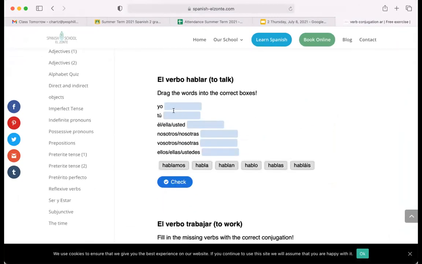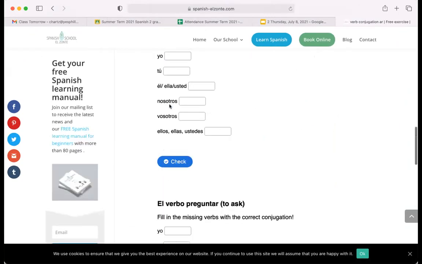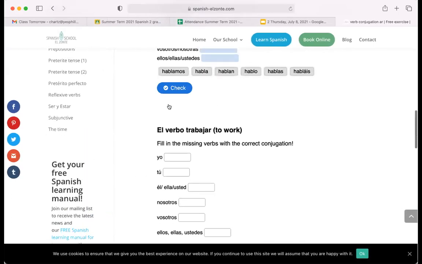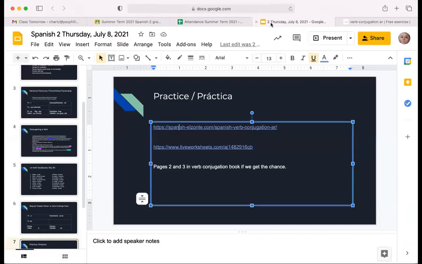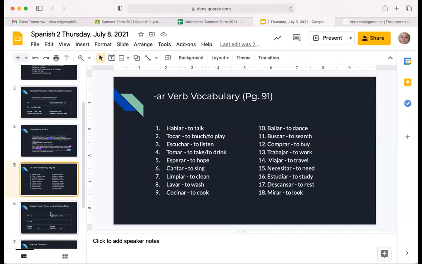Okay, so this is just a short one. So this is like an interactive thing. So you're going to drag the words into the correct boxes. So you see that they give you your subjects here. And like I said, we're not going to worry about vosotros. Okay, I don't know why that says nosotros there. That should be vosotras, but don't worry about that. So I did that one for you because we didn't go over that. But you see they give you the same subjects that I gave you. Oh, not there. Here.